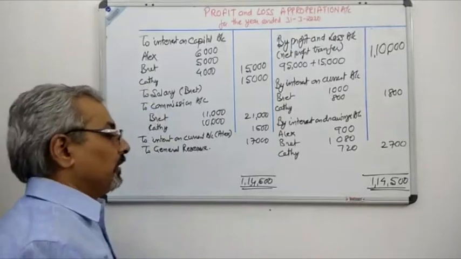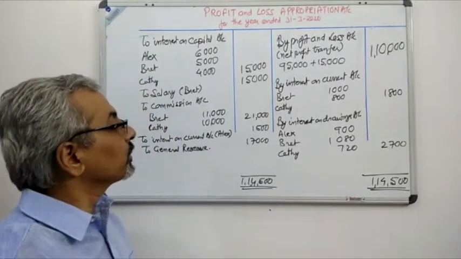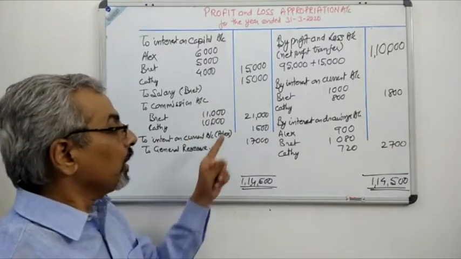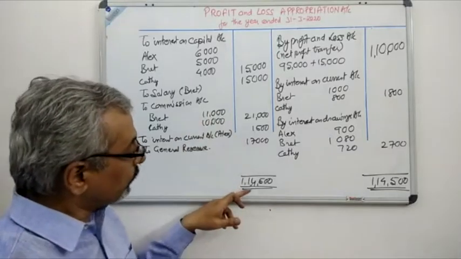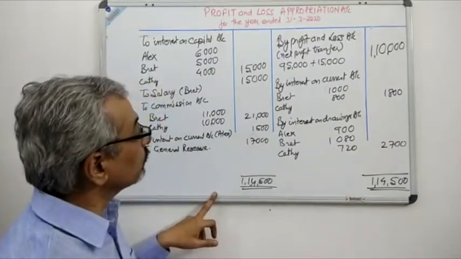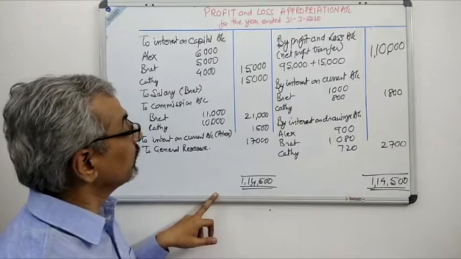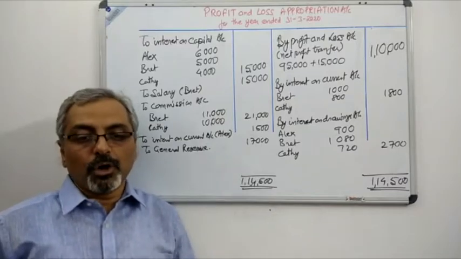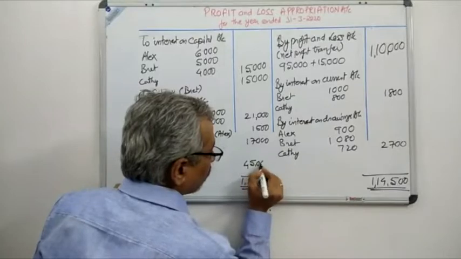Now, if the total is 1,14,500, from that if you subtract the figures which are given over here, 15,000, 15,000, 21,000, 1,500 and 17,000. So 1,14,500 minus 1,500 gives us 1,13,000. 1,13,000 minus 30,000, which we have over here, 21,000 and 17,000. All these things if we subtract, we get a figure of 45,000. So therefore there is a profit of 45,000.